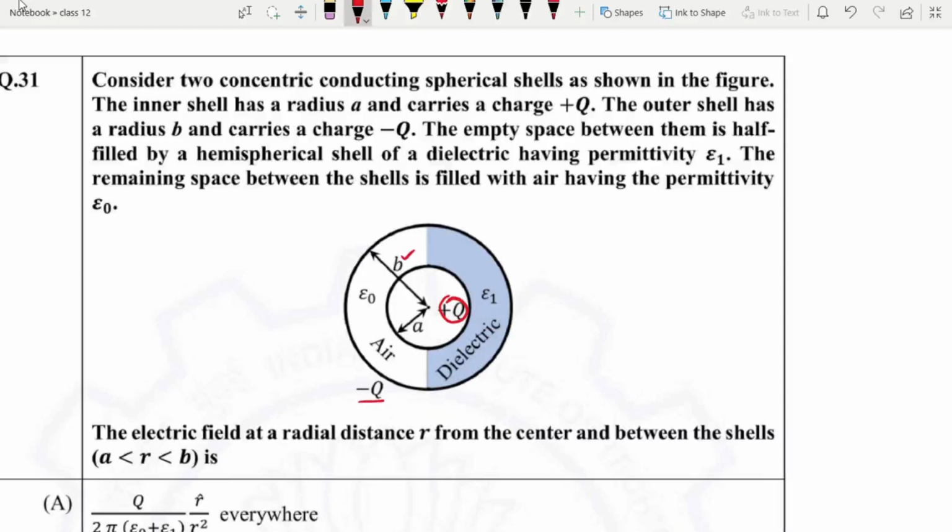Now in between these two shells, half of it is filled with air that has a permittivity of epsilon naught, and the other half is filled with the dielectric material having a permittivity of epsilon 1. They have asked us to find the electric field in the region between shell 1 and shell 2. Okay, we will see how to find it.